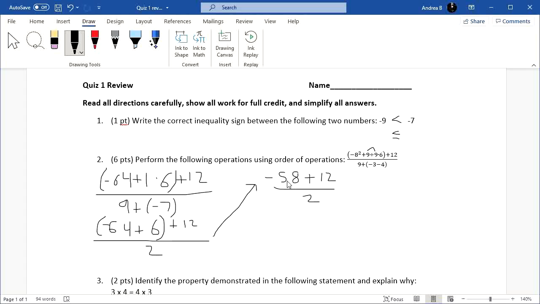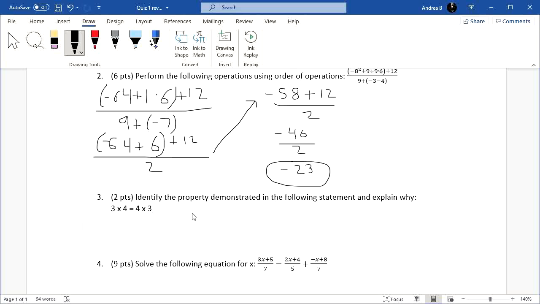Next, we can add together the 2 terms in the numerator, -58 plus 12. So we get a -46. And then the last step here will be to divide. Do the -46 divided by 2. Just remember that fraction bar is another way of writing a division sign. So in this case, your final answer here would be -23 once you've finished doing that simplification. Remember, anytime you have a fraction, you want to make sure to simplify that fraction as far as it will go.